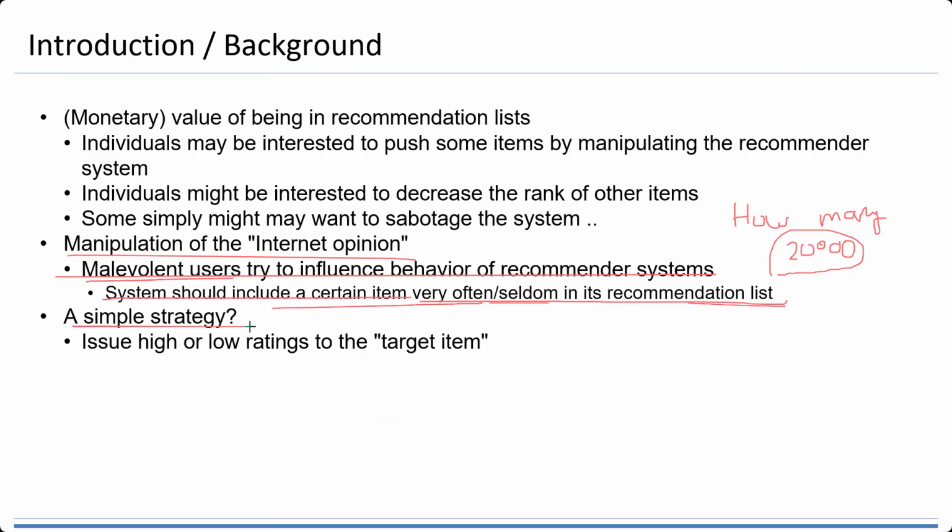So what is the simple strategy? The simple strategy is you just give a high or low rating to the target item. If the rating is from 1 to 5, the easy way, if you want to make the product more popular, is to give many 5s. 5, 5, 5. So yes, the product will be more popular.